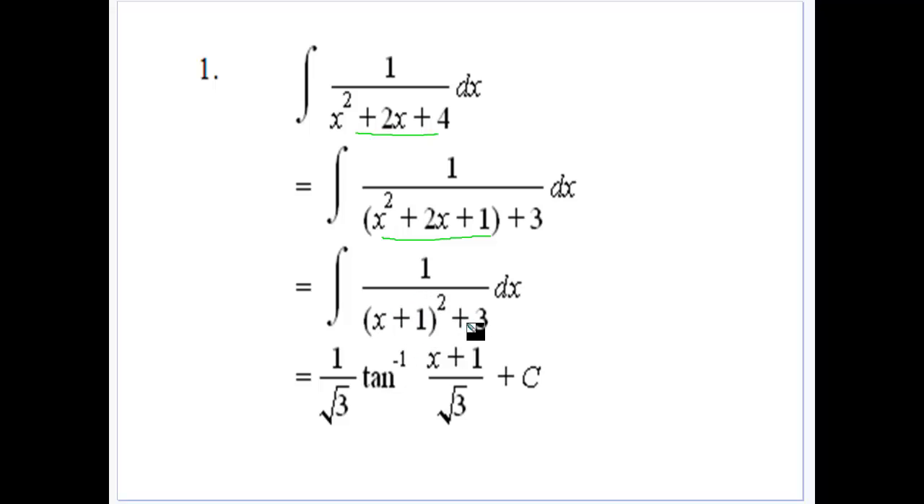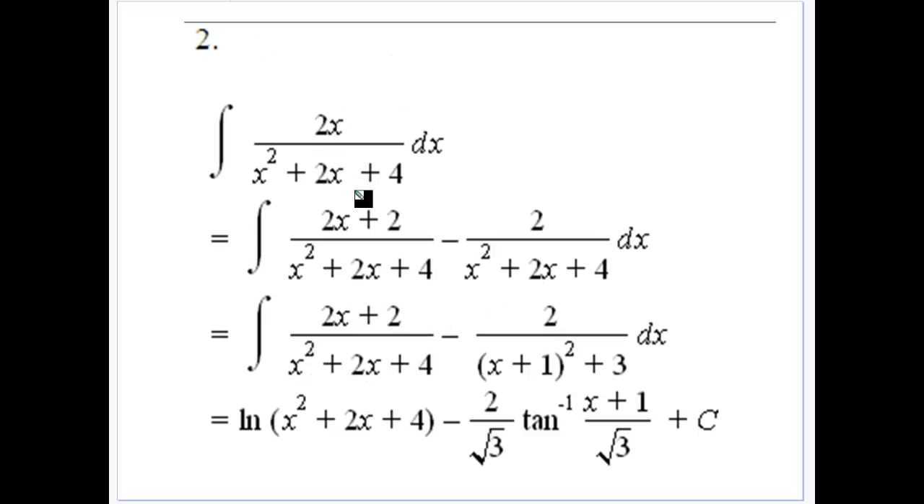There's another way of looking at our denominator. We can't get nice linear brackets, so we can't get partial fractions, but we can get a perfect square. The next one again needs a little bit of manipulation, because we've got a 2x over x squared plus 2x plus 4. Again, we can't get nice factors there, so we can't simplify down.